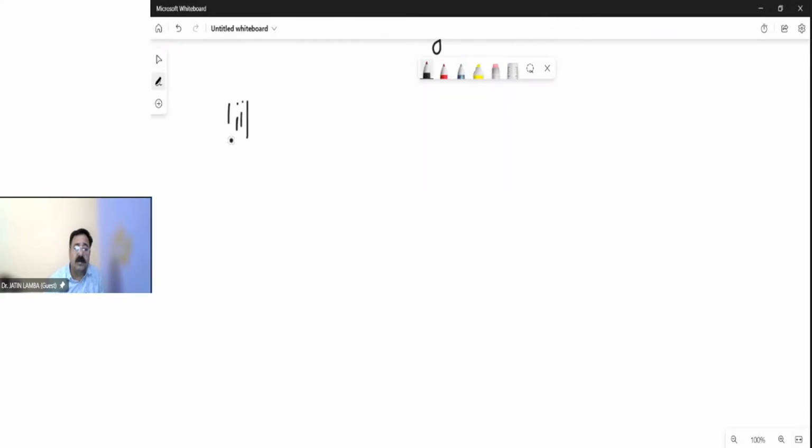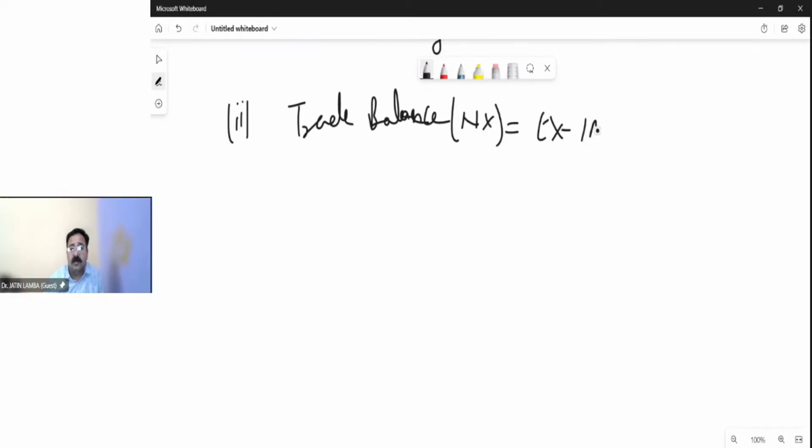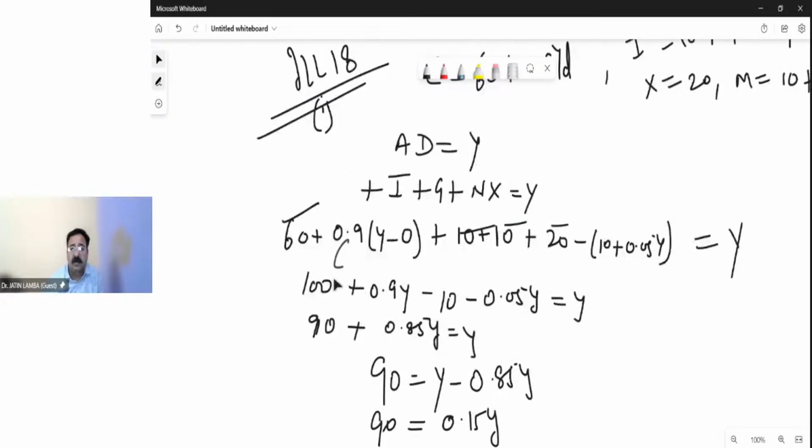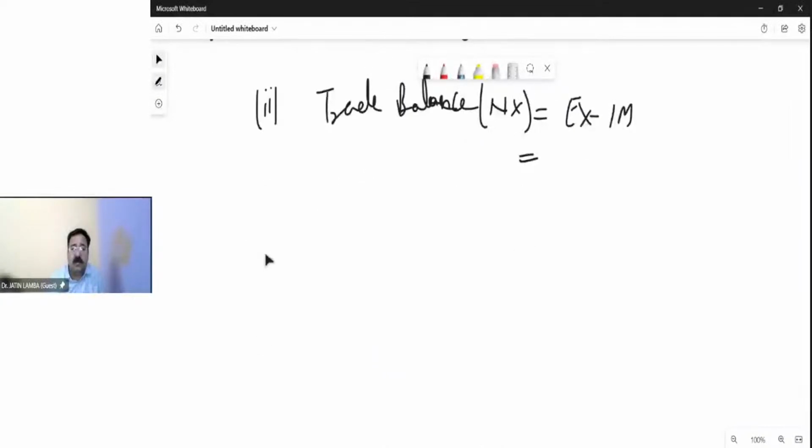In the second part, trade balance, which is net export, is export minus import. Export is given as 20. Import was given as 10 plus 0.05y.